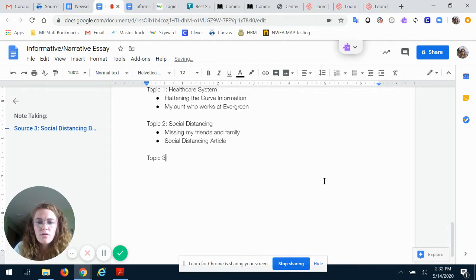Now, the last article that I looked at was talking about vaccines. There's a couple of different things that we could do here. I could, one, maybe not even make a topic 3, because vaccines are part of the healthcare system, really. I could tie it in here that the healthcare system's overwhelmed and virologists, people who are studying viruses, are trying to create vaccines to help us right now.